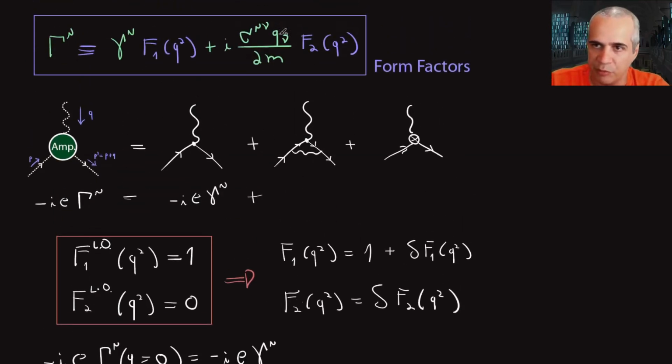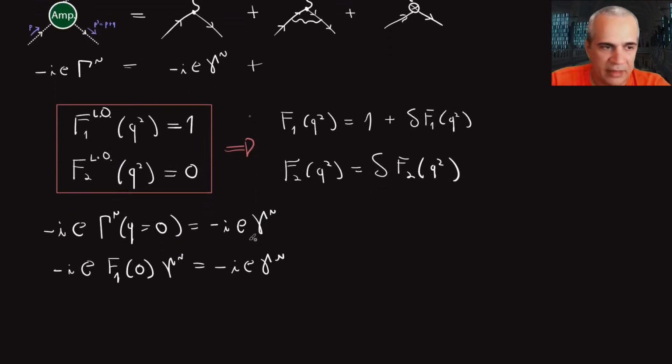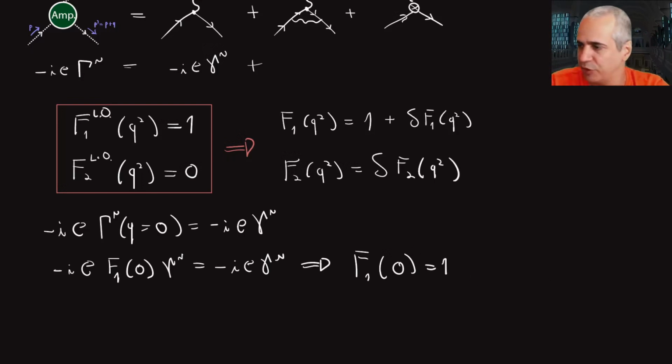F2 is proportional to the momentum. And that tells me that at all orders in perturbation theory, F1 of 0 needs to be 1. Now, here I discovered something that is only valid at leading order for any value of Q squared. And here I'm finding something that is valid to all orders in perturbation theory, but only for Q squared equals 0. It's another different constraint for F1. This one is independent of perturbation theory, but only for small momentum.